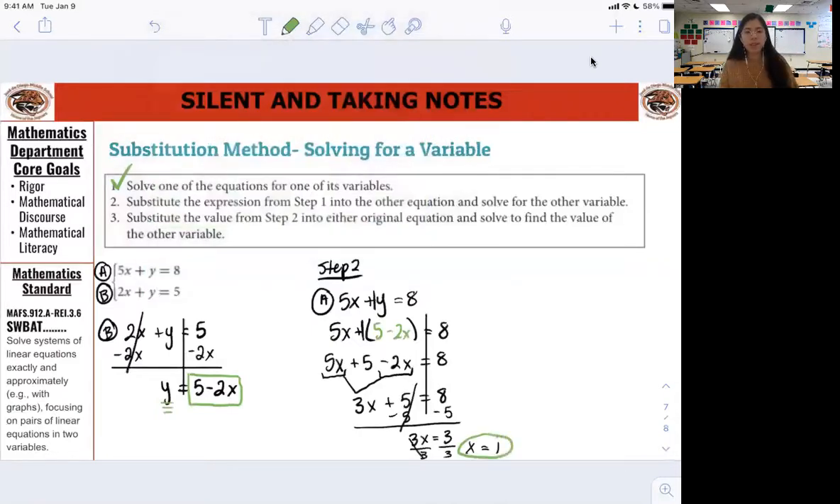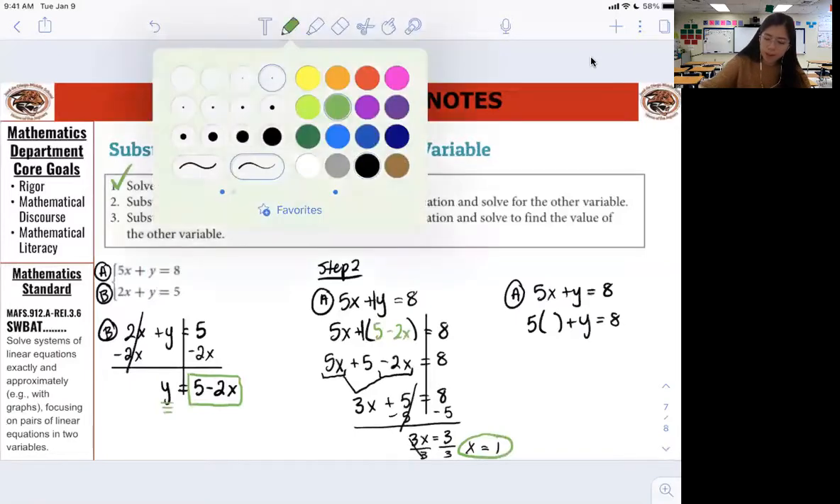Okay, I take that 1 and I plug it back into one of my original equations. It does not matter which one. Let's go with A for no particular reason. They both kind of look simple. So I'm just going to go with A. 5x plus y equals 8. I know that x is 1. So I just plug that right in.